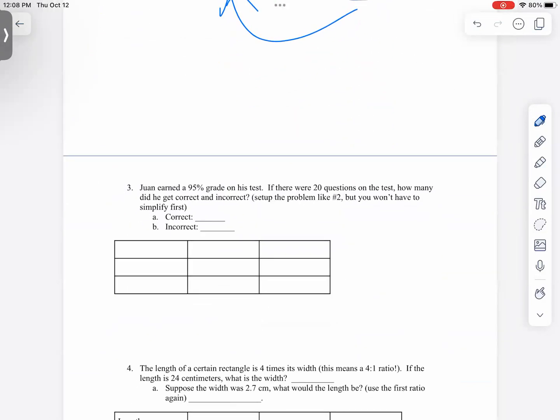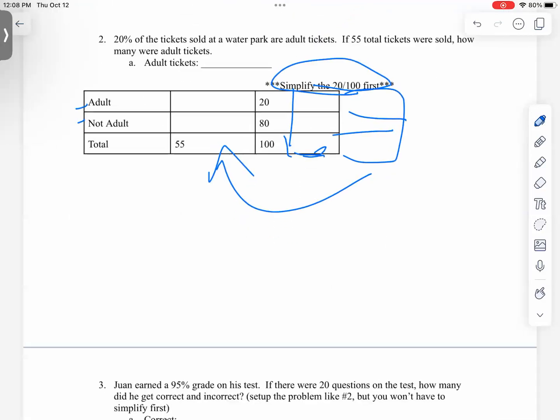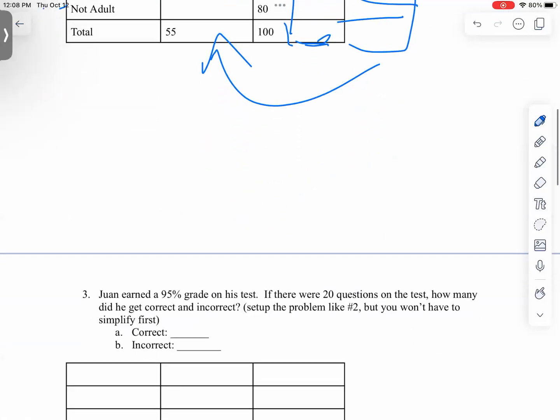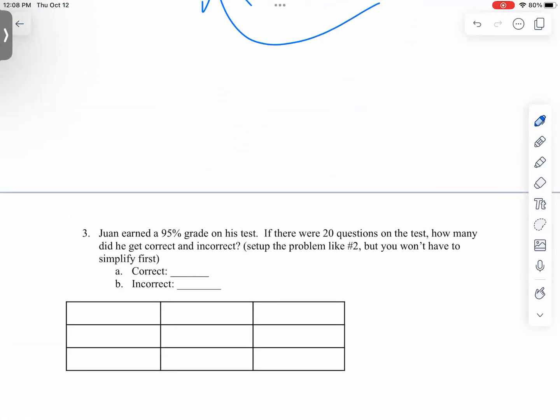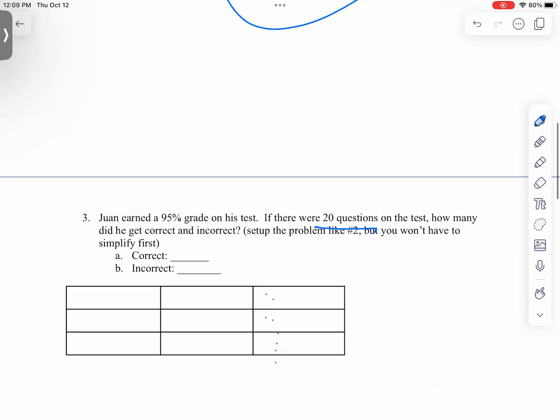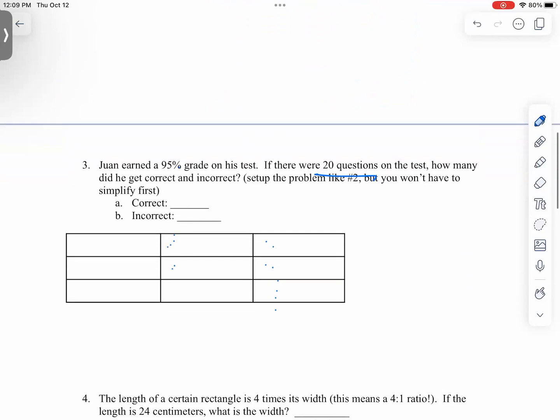One student earned a 95 on his test. If there were 20 questions on the test, how many did he get correct and how many incorrect? You need to set it up correct, incorrect, like we did on this one, but you're not going to have to simplify. Put the percents out of 100 over here, put the 95% he got right over here, and remember that I set up to 100, so you should be able to find what goes there. The 20 questions is the total on the test. Then you're looking for the correct and incorrect. Here you're not looking for a percent, you're looking for how many.